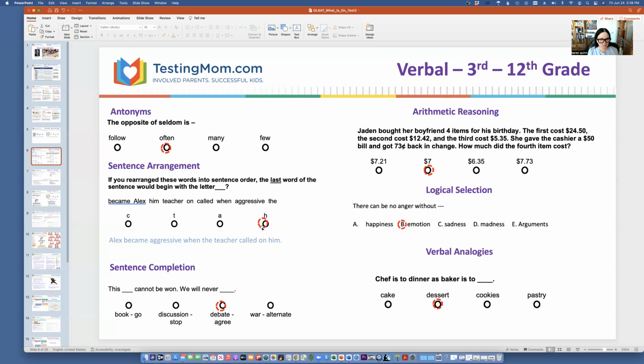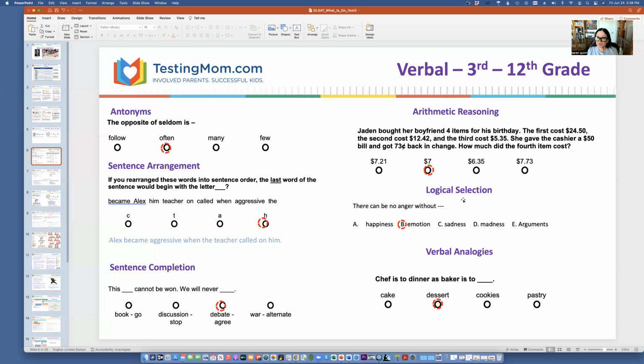So that's our answer. Sentence completion can have 1 blank or 2 blanks, and you have to decide what words go in the blanks. This blank cannot be 1. We will never blank. So the answer is debate. This debate cannot be 1. We will never agree. For arithmetic reasoning, it is just a word problem. That's what it is. And so you have to know your basic math and be able to handle word problems.